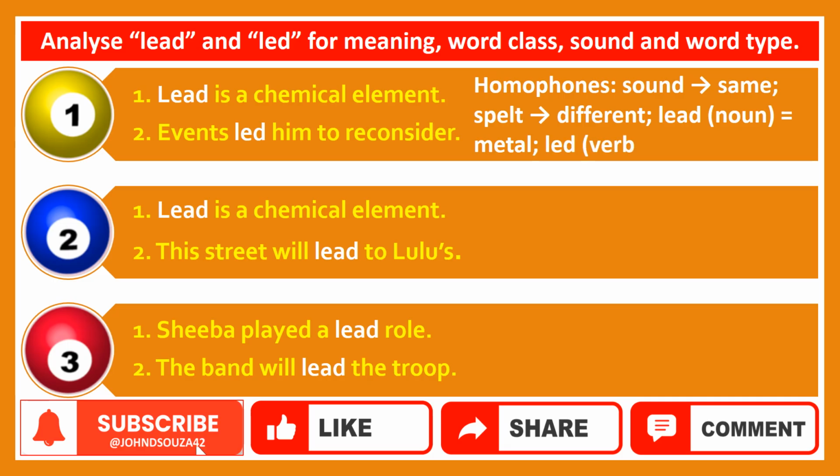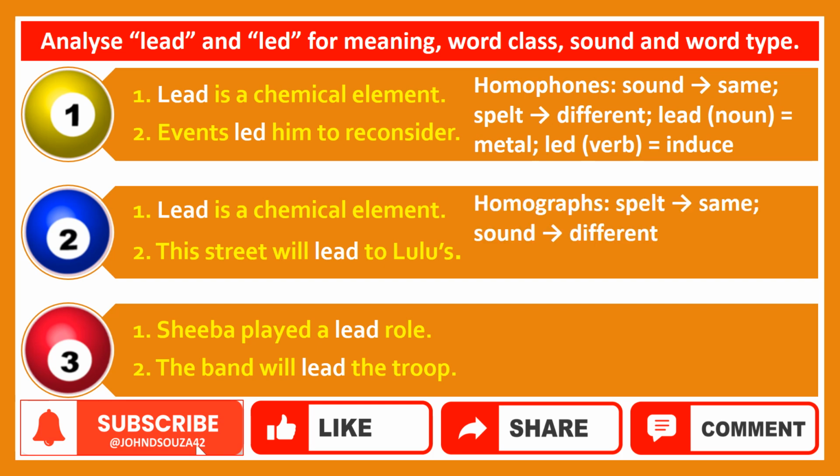Lead, that's a noun, means metal. Led, that is a verb, means induce. The second set of words are homographs, which are spelt the same but sound different. Lead, that's a noun, which means metal. Lead, that is a verb, means direct.